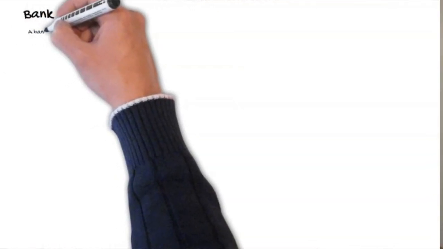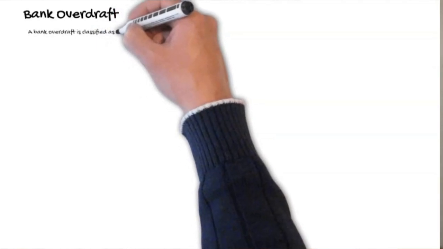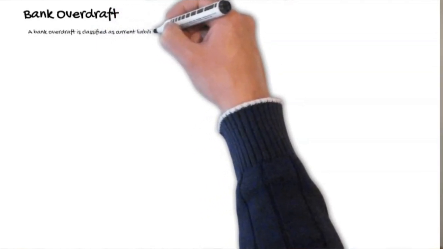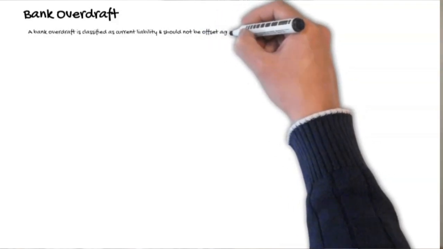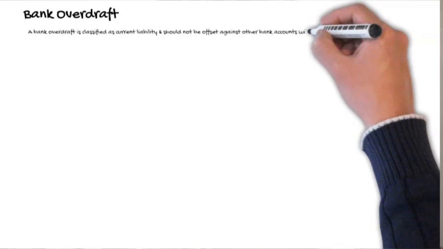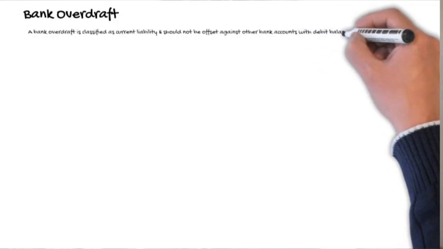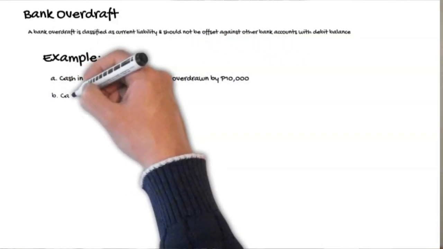When the cash in bank account has a credit balance, it is said to be an overdraft. The credit balance in the cash in bank account results from the issuance of checks in excess of the deposits. A bank overdraft is classified as a current liability and should not be offset against other bank accounts with debit balances. For example, an entity maintains two bank accounts.